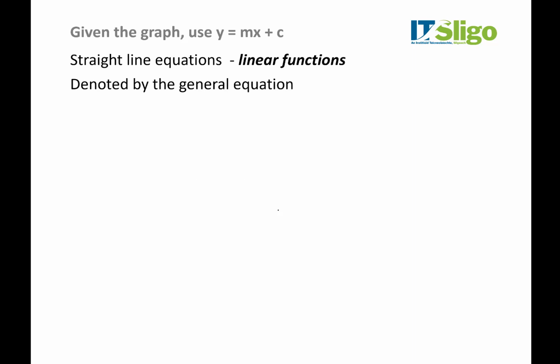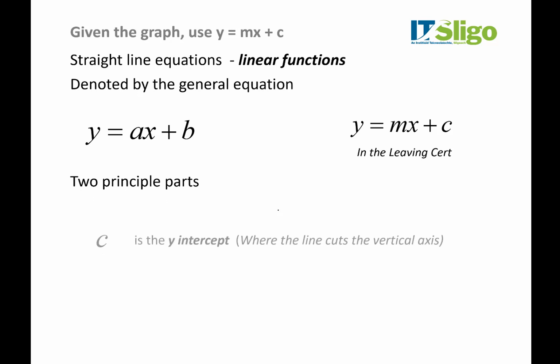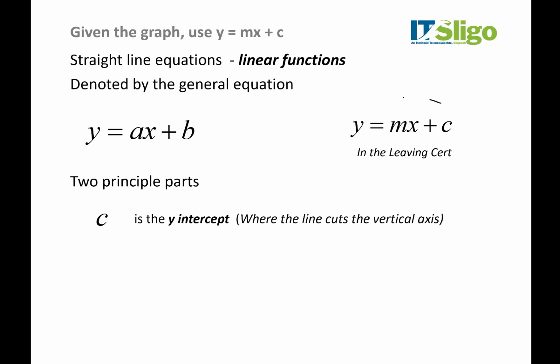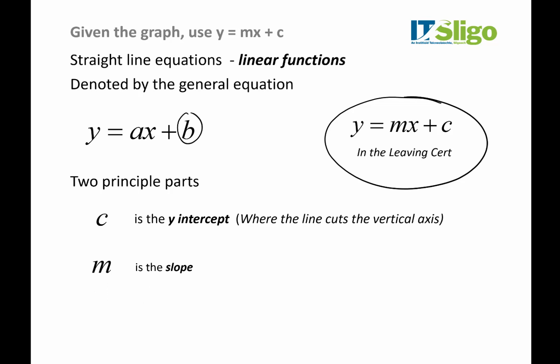So first of all, linear functions are denoted by this general equation. Now in science, we normally say y is equal to ax plus b. But in the Leaving Cert, they use y is equal to mx plus c, so this is the one I'm going to stay with. There are two real bits to this equation: c is the y-intercept, it's b in the other version, and m is the slope, and in that case it's a.